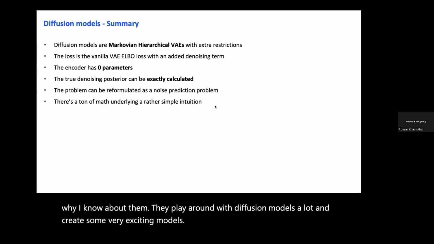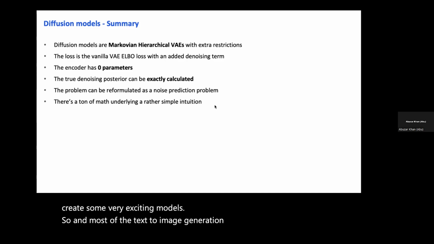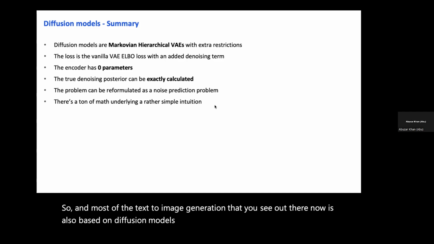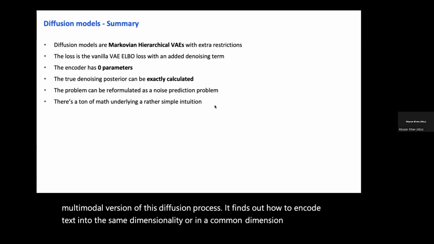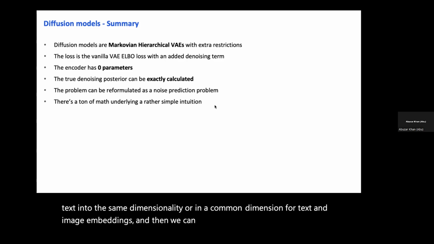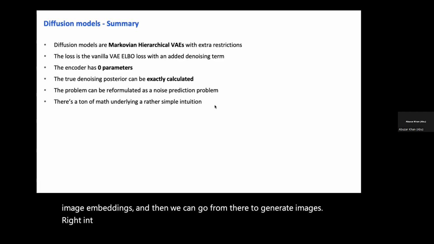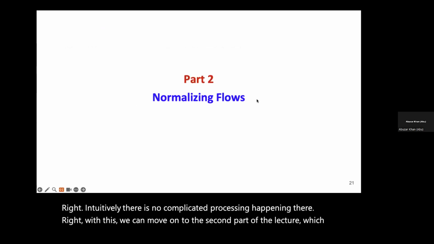So yeah, and most of the text to image generation that you see out there now is also based on diffusion models. All that does is it plugs in a multimodal version of this diffusion process. It finds out how to encode text into the same dimensionality, or a common dimension, for text and image embeddings, and then we can go from there to generate images, right? Intuitively, there is no complicated processing happening there. Right. With this, we can move on to the second part of the lecture, which is normalizing flows.